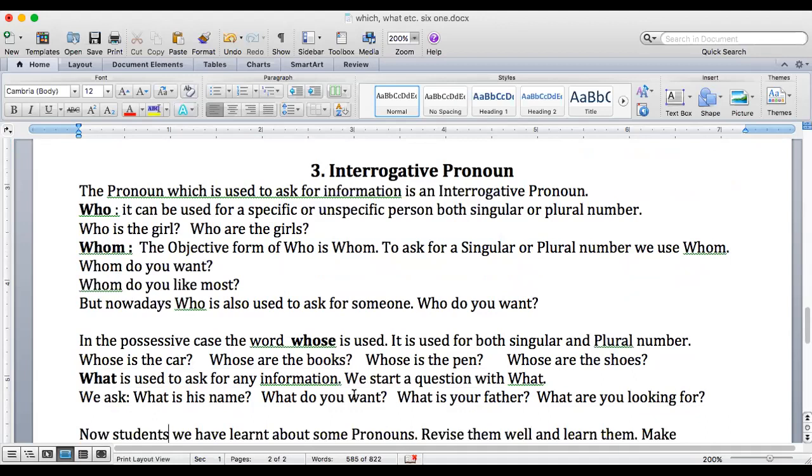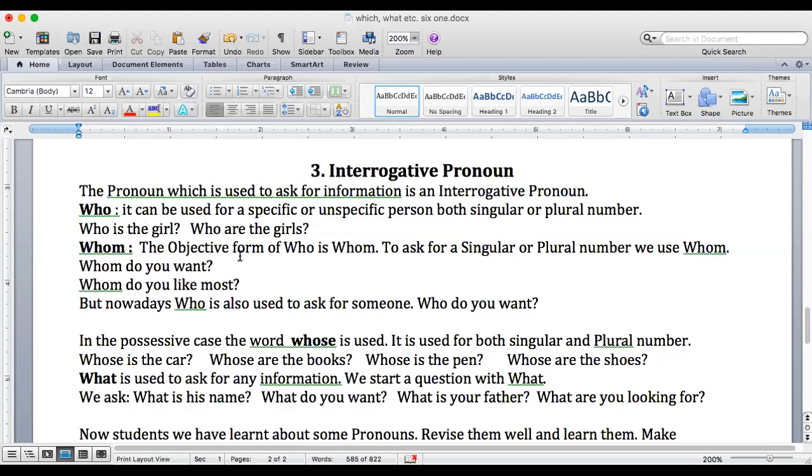Who is an interrogative pronoun. It can be used for a specific or unspecific person, both singular or plural number. Who is the girl? Who are the girls? So it is both singular. The girls is plural, but we say who. Who are the girls? Who is the girl and who are the girls?